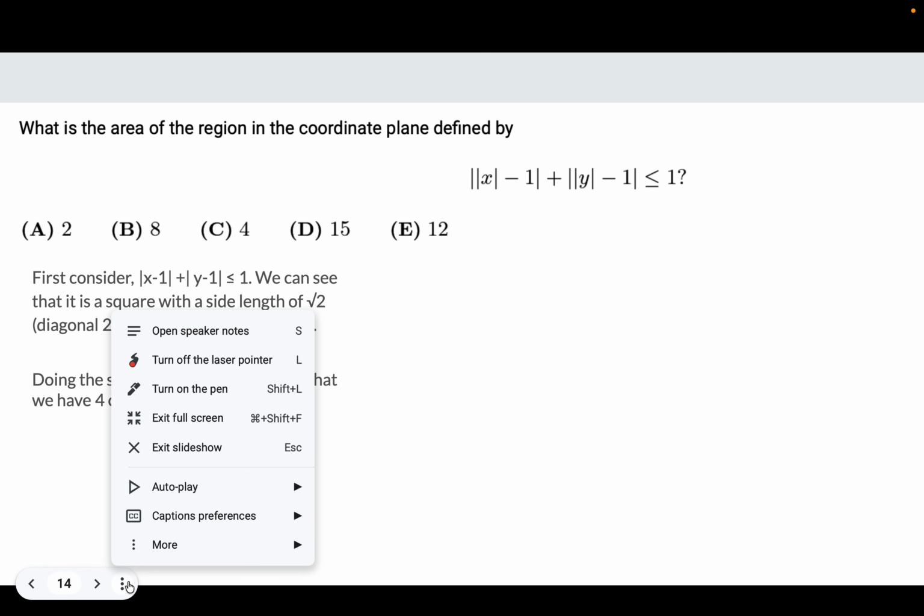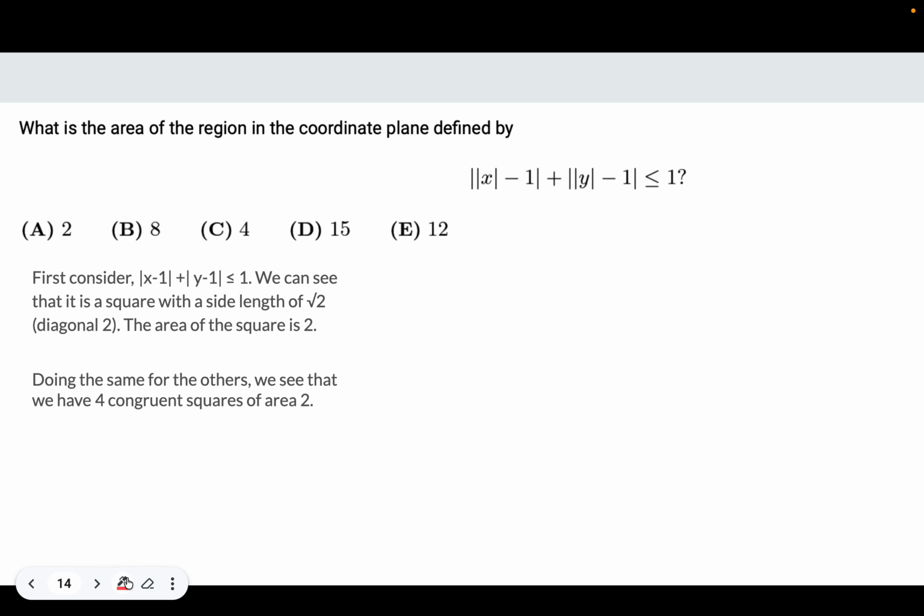Okay, so I'm going to pause there because you might be a bit confused about how I got from here to here. Basically, we have this equation, right? And honestly, for this question, drawing a diagram is key.